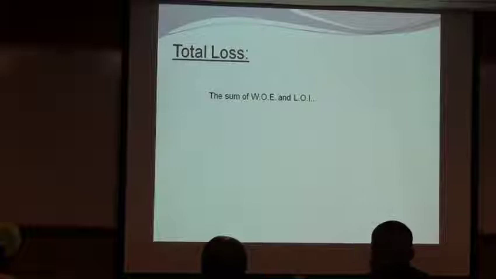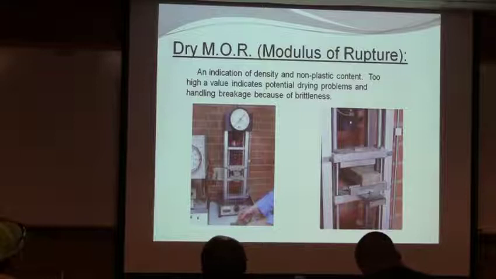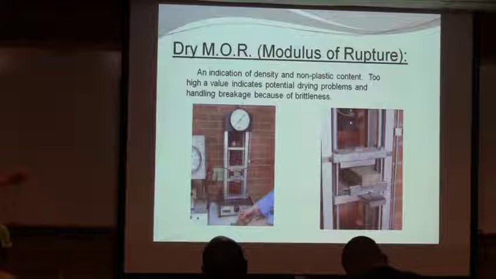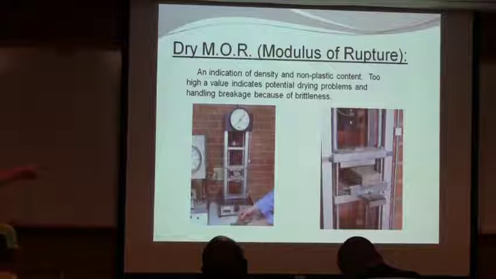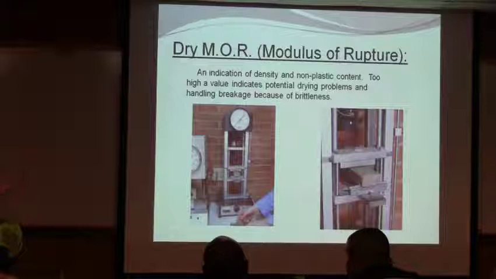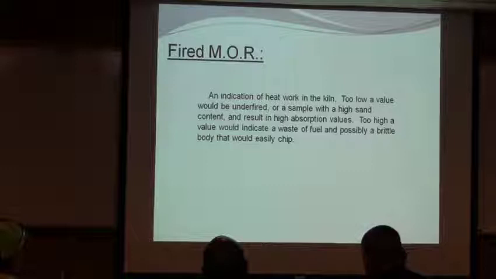With dried bars, which is halfway through the process, once we extrude the bars and then dry them, we do an MOR on them. We have the machine right back there as you guys are walking into the dungeon. This is an old school machine. You put it in there, it's like 3-point contact, and basically it just comes down and pushes until the bar breaks, and it gives you a reading for your dry strength, or your MOR, I should say. Your fired MOR, you do the exact same thing in the exact same machine after the bars are fired.